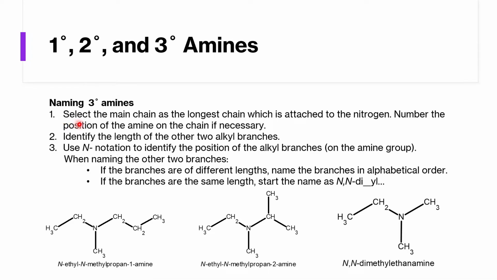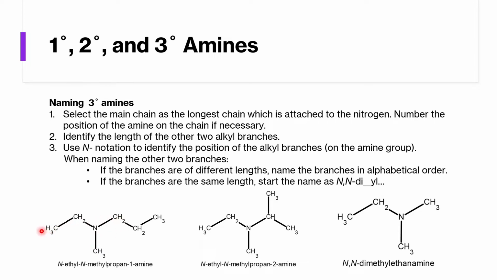So the first thing that we still need to do, select the main chain as the longest chain and number the position of the amine if that's required. We then identify the length of the other 2 alkyl branches. So in this case, there's going to be 2 alkyl branches that we need to name. In this example here, we just need to use steps 1 and 2. We look for our amine group and then the branches that come off it.